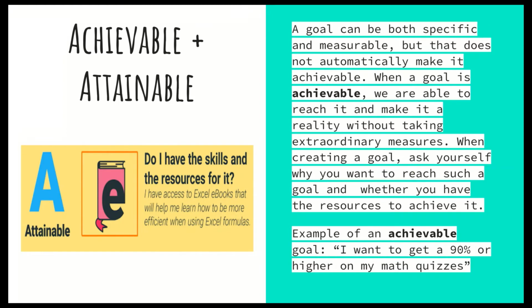Okay, so we're rolling with that example. I want to get a 90% or higher on my math quizzes. It might be a little unrealistic to expect to get a 90% in your math class if you're currently at like a 75%, okay? Because that means you're going to have to put in a lot of work and effort. And if we don't put in the work and effort for it, or if we do and we fall short, it can really discourage us and just make us not want to keep trying.